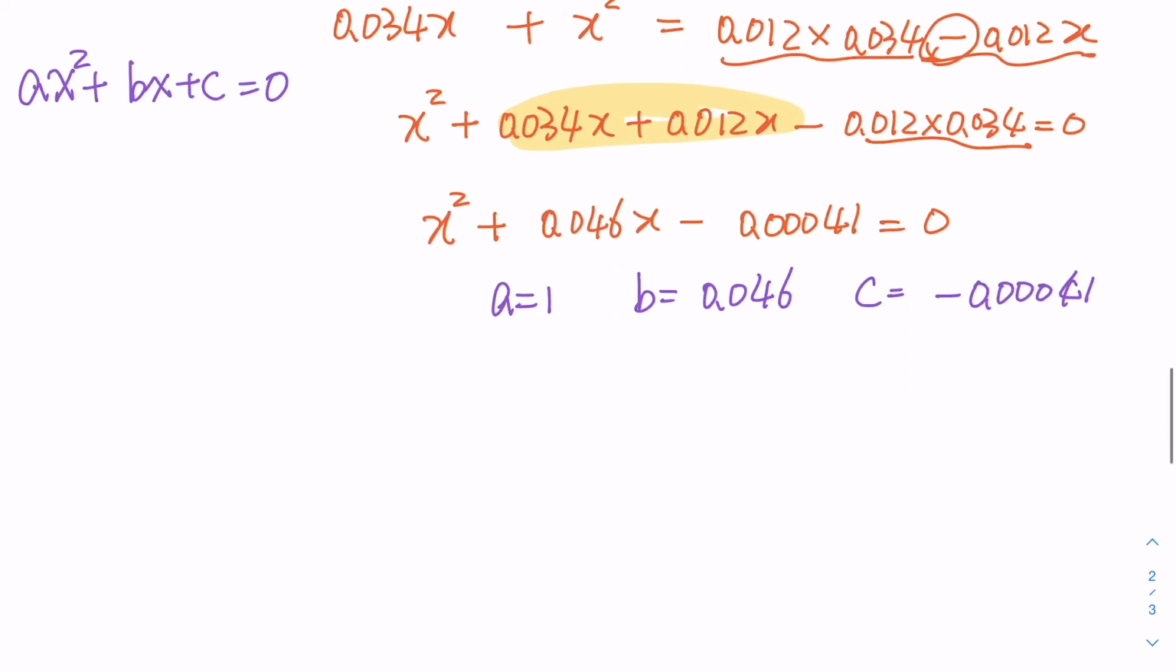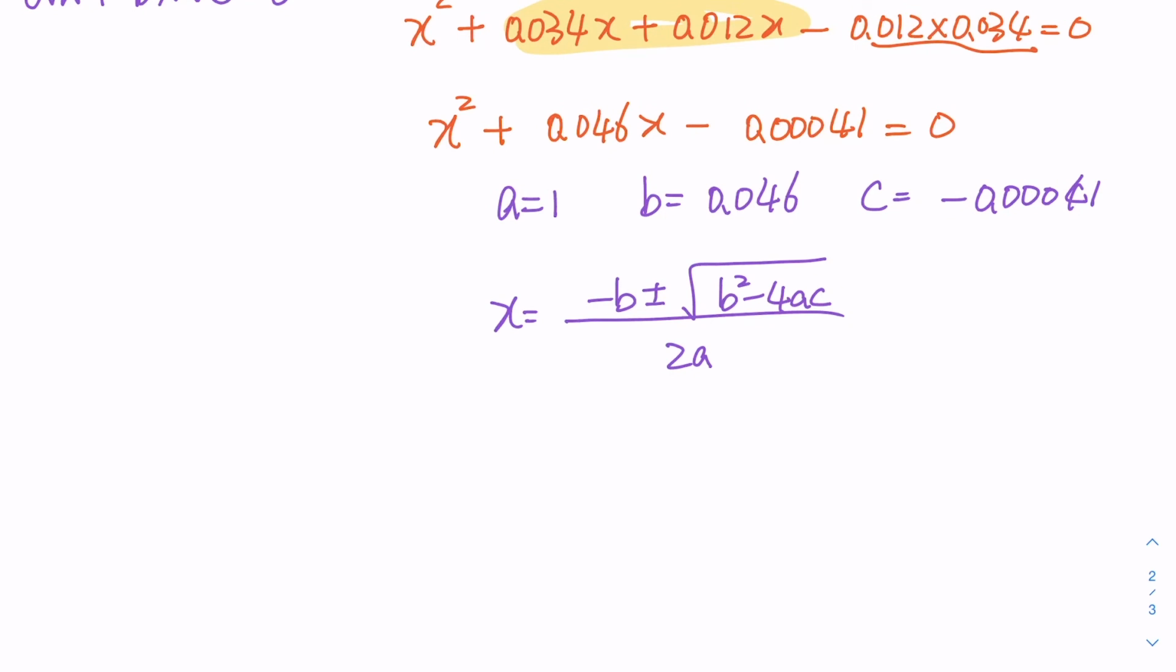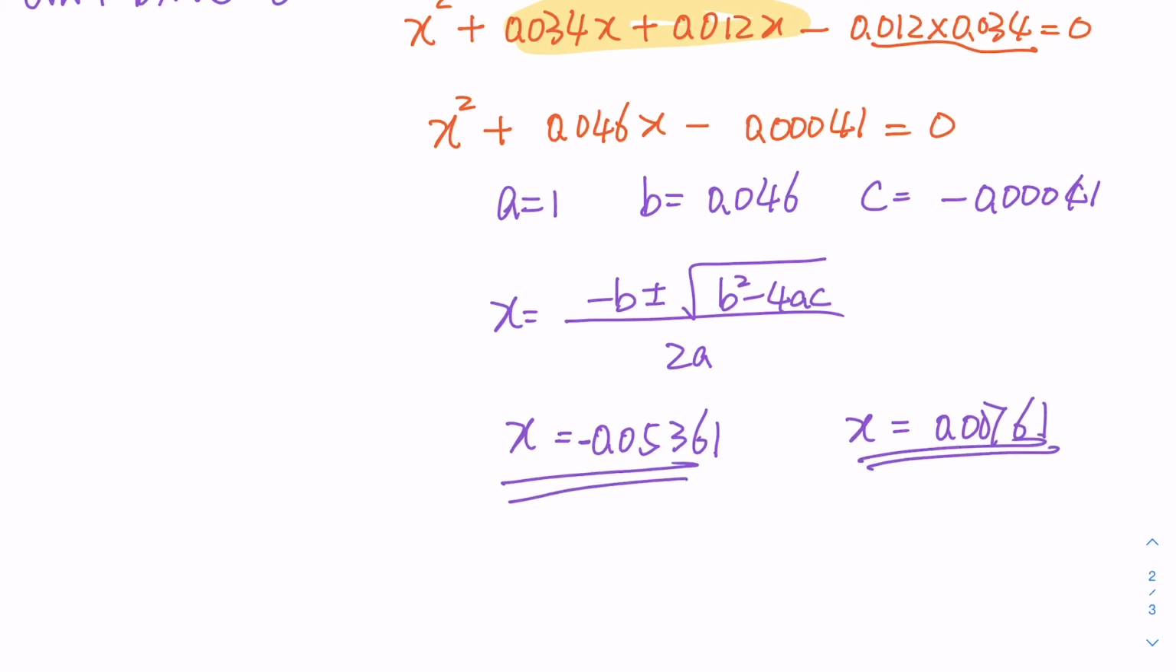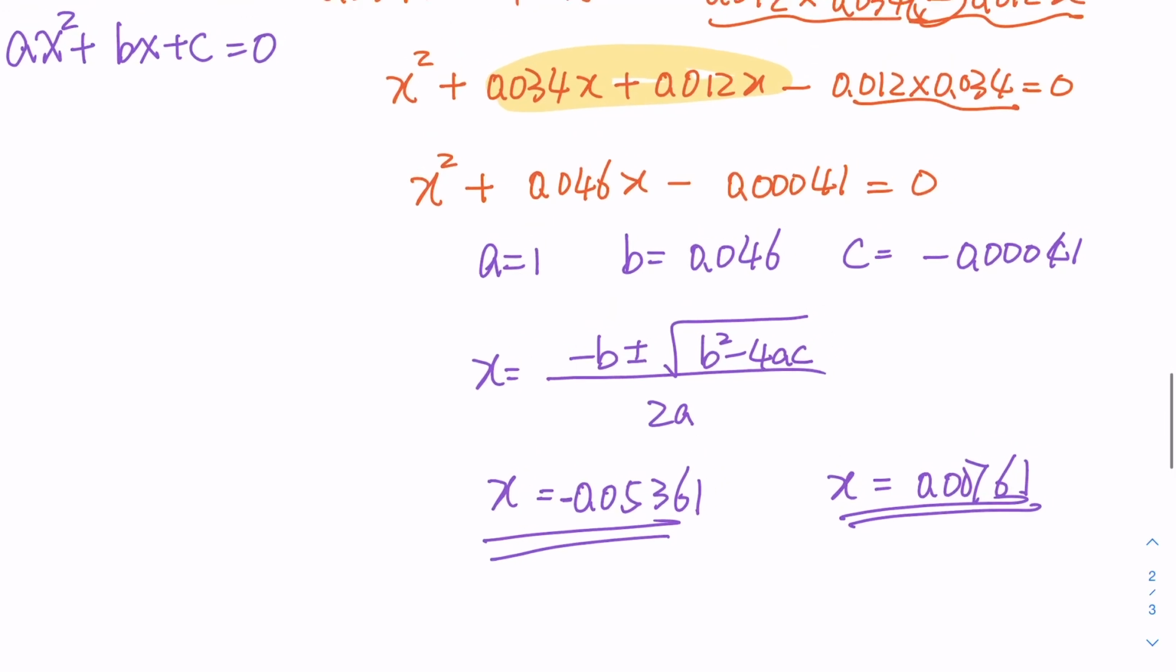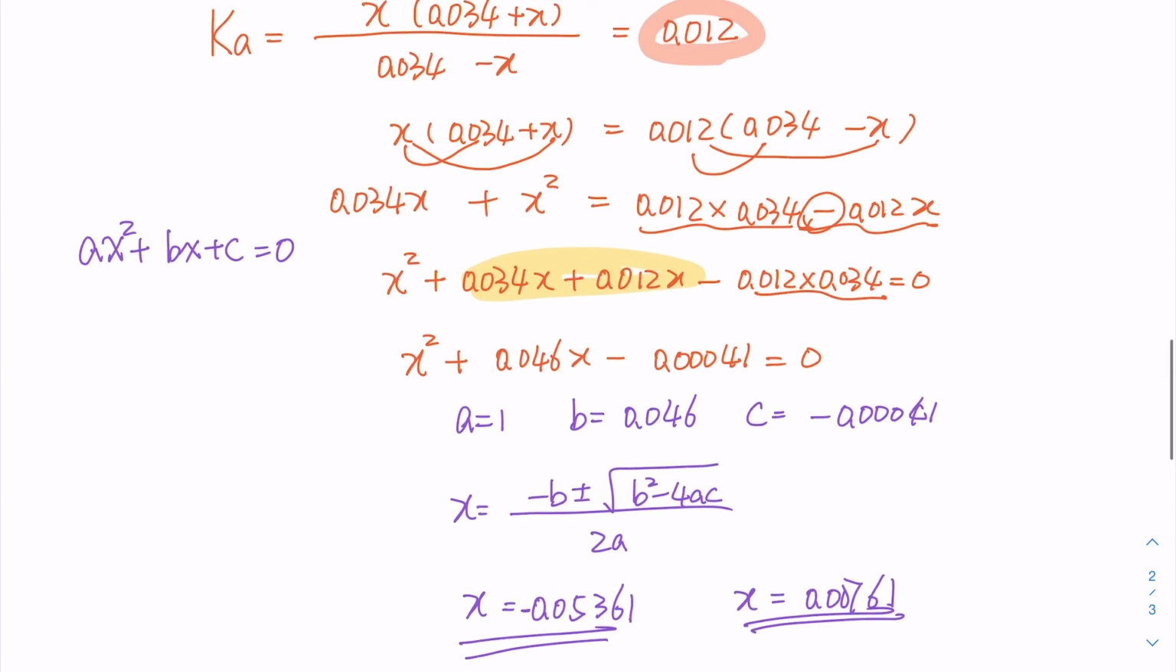Now I use the quadratic equation, which is x equals negative b plus or minus the square root of b squared minus 4ac, all over 2a. I plug the values in and get two solutions. One x equals negative 0.05361, and the other x equals 0.00761. So from this point, you go, now what? I have two solutions. Do I get two answers?